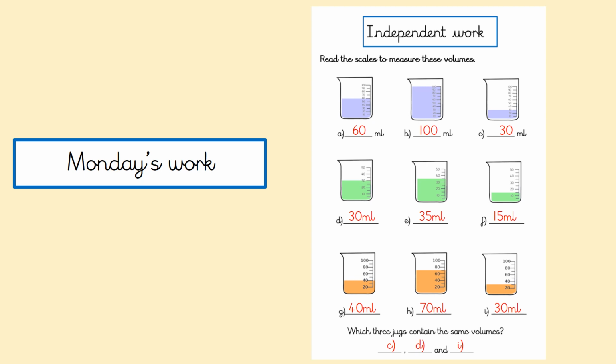If you got all of those correct, then hopefully you spotted that the three jugs that contained the same volumes were jug C, jug D and jug I, because they all had 30 millilitres.